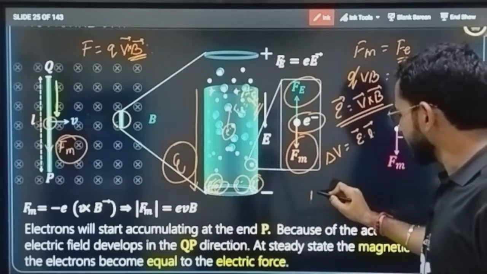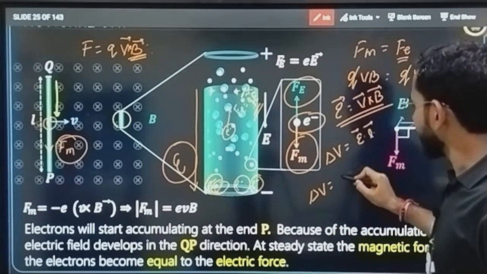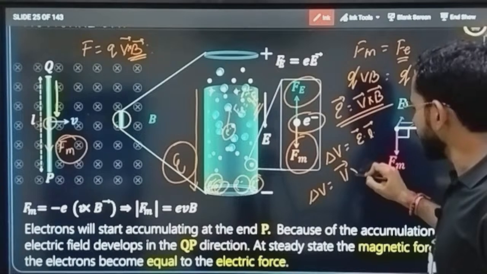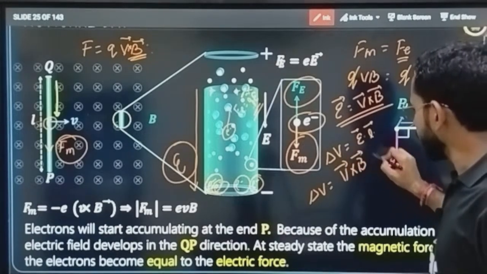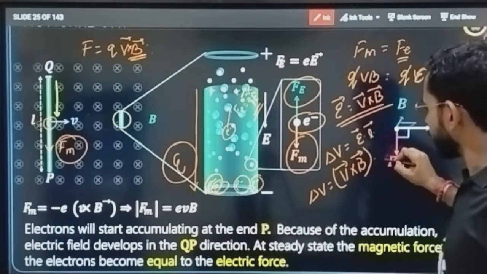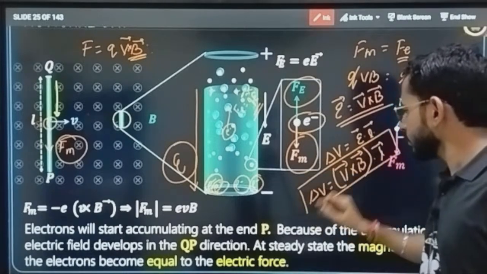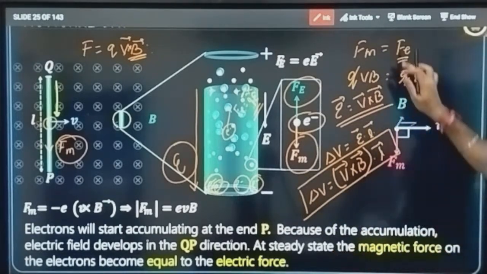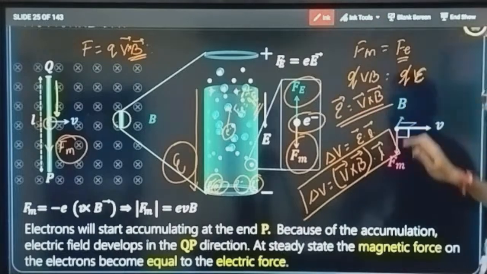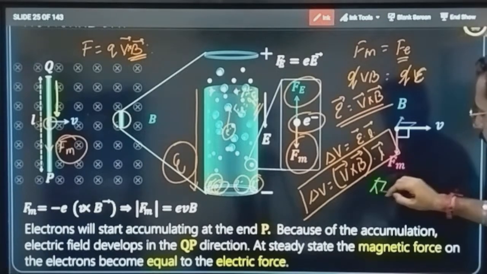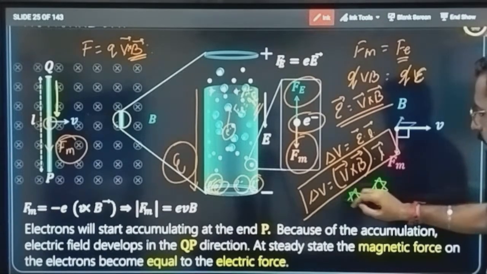And now what is here? My electric field. Electric field is nothing but V cross B, and this complete term is dot product with L. So this is the final result that you have to remember. This will solve all the cases. Give two stars to this result.